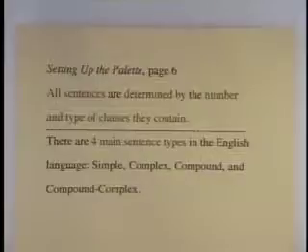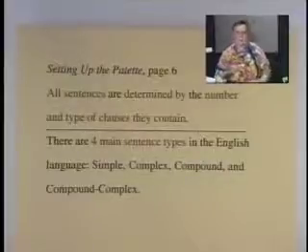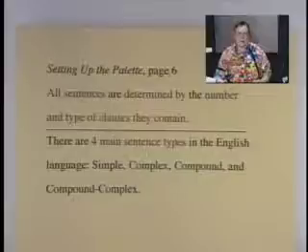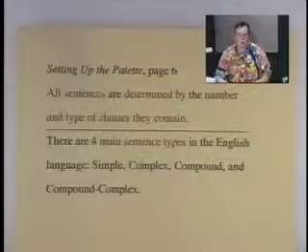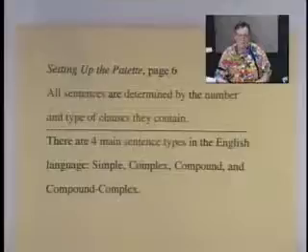I want you to memorize this. All sentences are determined by the number and type of clauses they contain. You need to know that forever. If you can figure out what kind of a clause you're looking at, how many clauses you have, then you're going to be able to tell what kind of sentence. There's no magic to it. And the good news in English is that there are 4 main sentence types. We're going to master and then take a quiz on each one as we go over them and review them. There's the simple sentence, the complex sentence, the compound sentence, and the compound complex sentence.